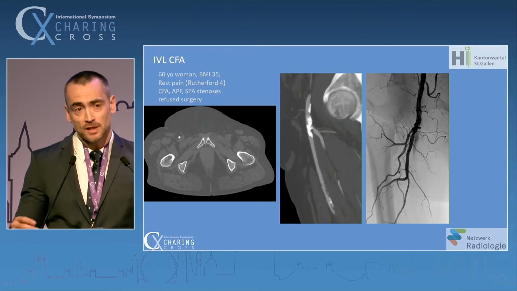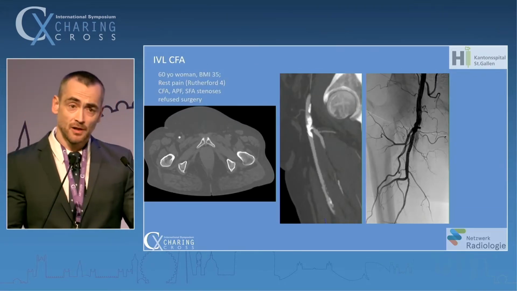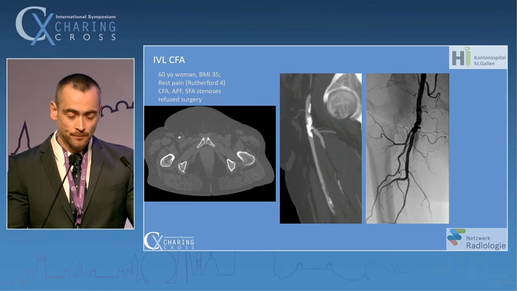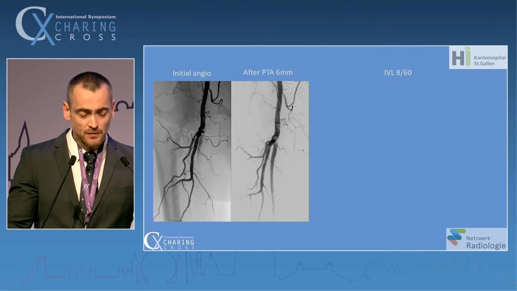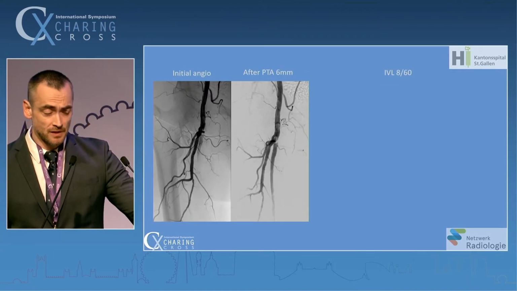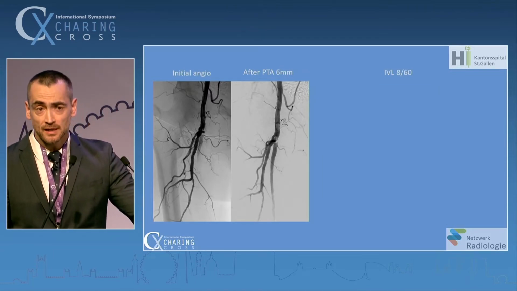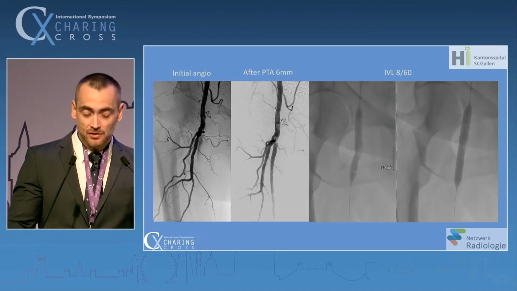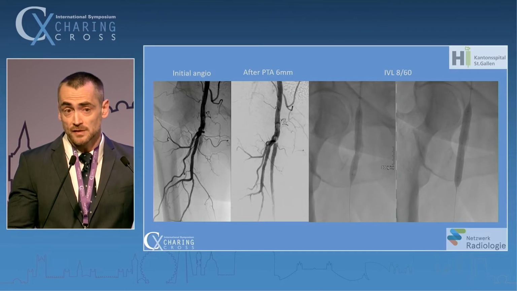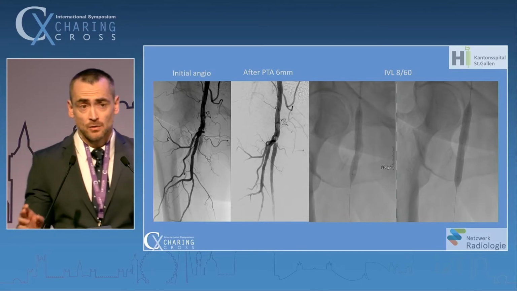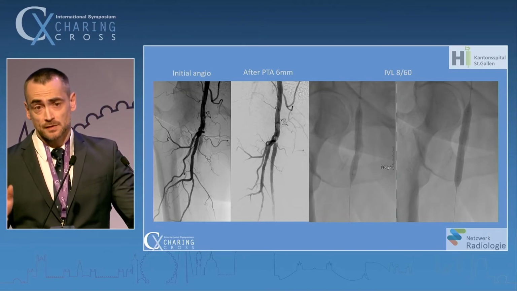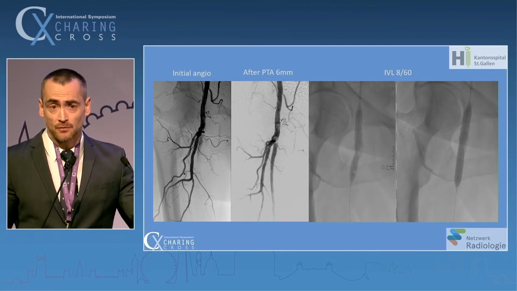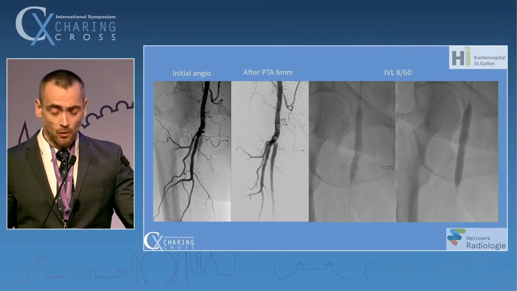So if you look at this case, you can see a heavily calcified common femoral artery in this woman who refused surgery. And this is the result after PTA. So you can see there's still flow-limiting calcium in the origin of the SFA. But if you treat this lesion with IVL, you can see here at 4 atmospheres, I didn't raise the pressure. I stayed at 4 atmospheres, and you can see that the balloon of the IVL device opens up.